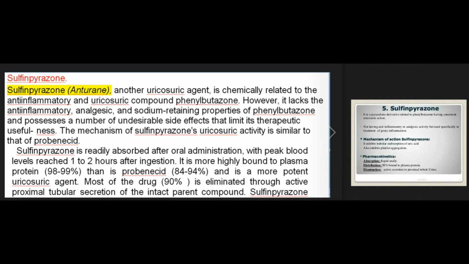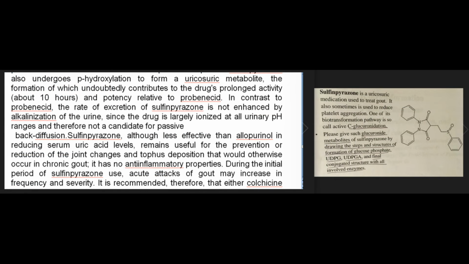Sulfenpyrazone is readily absorbed after oral administration, with peak blood levels reached 1 to 2 hours after ingestion. It is more highly bound to plasma protein, 98 to 99%, than is probenecid, 84 to 94%, and is a more potent uricosuric agent. Most of the drug, 90%, is eliminated through active proximal tubular secretion of the intact parent compound. Sulfenpyrazone also undergoes p-hydroxylation to form a uricosuric metabolite, the formation of which undoubtedly contributes to the drug's prolonged activity, about 10 hours, and potency relative to probenecid.